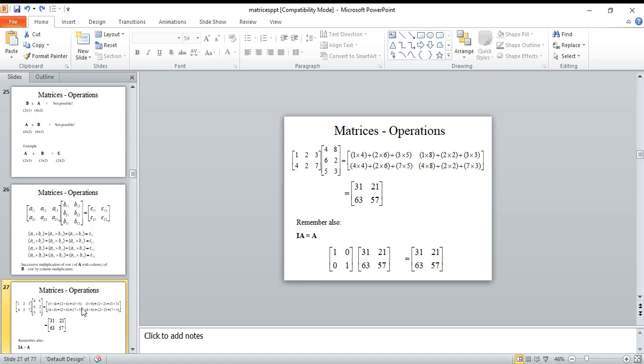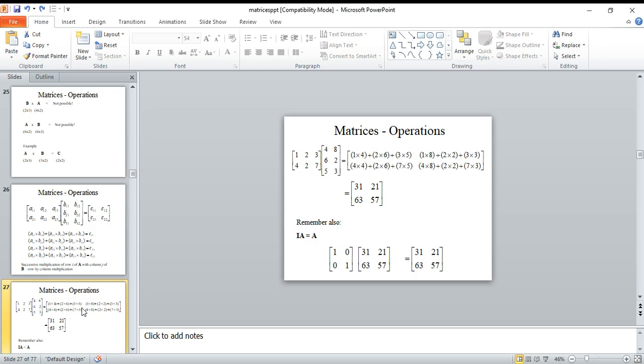Okay, clear. Next, the first row with the second column. The first row is 1, 2, 3, and the second column is 8, 2, 3. First row: 1 into 8 plus 2 into 2 plus 3 into 3. It will give the second element, and the first row is totally complete. Next, the second row of the first matrix. The second row is 4, 2, 7. Second row with first column, second row with second column.